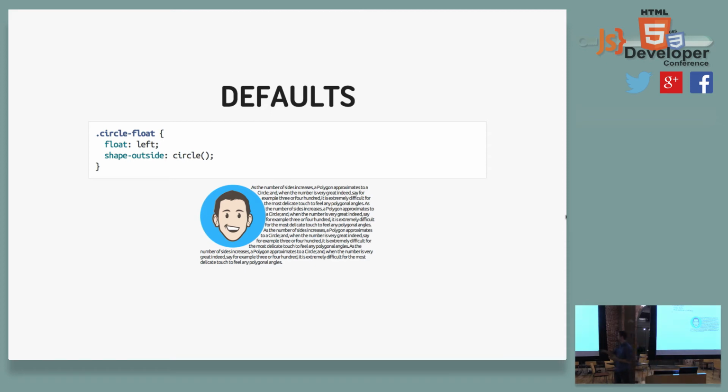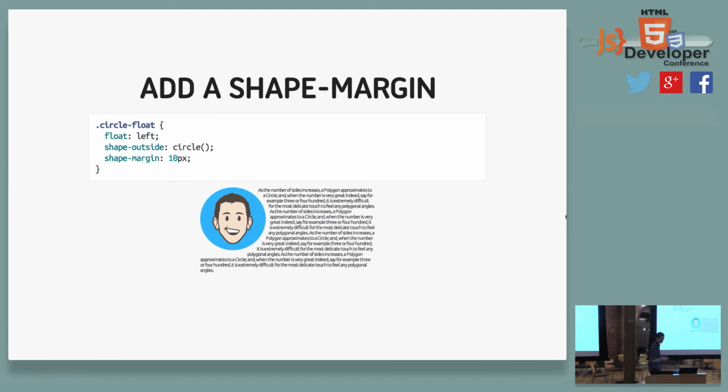This looks a lot better. Right now I've got content floating around the image in a more circular pattern. Only thing is it might get a little cramped, so that's what shape margin is for. It gives yourself a little breathing room while respecting that shape.